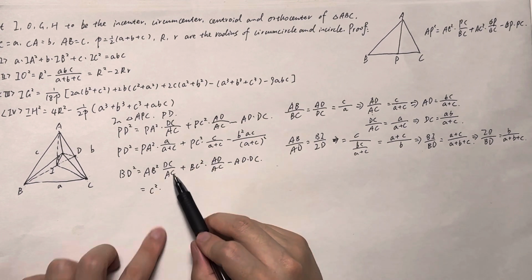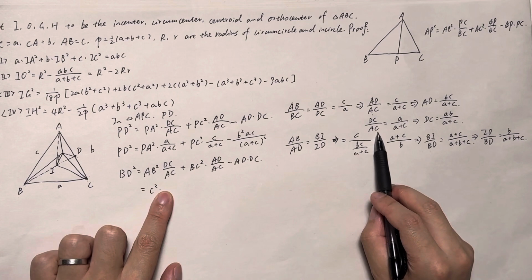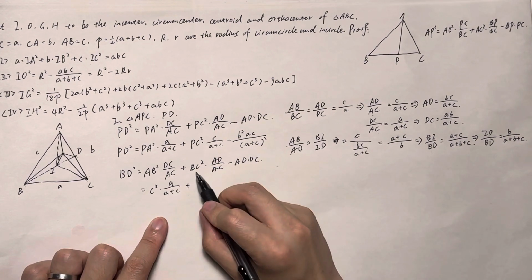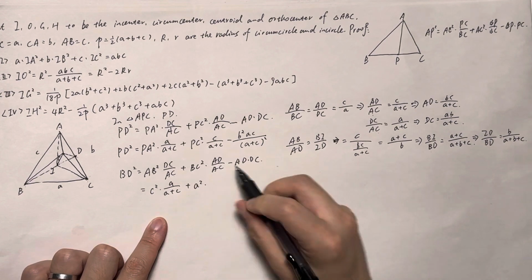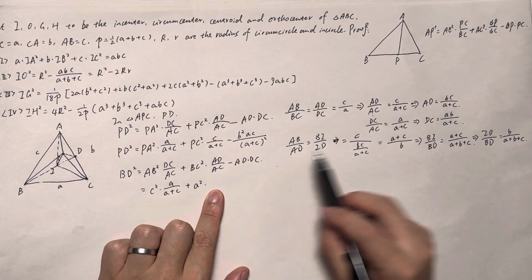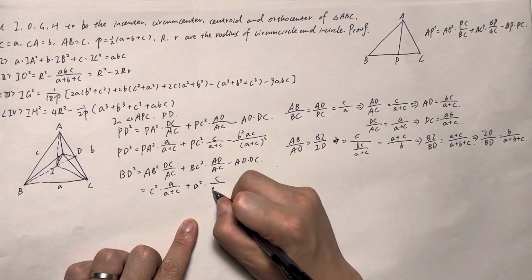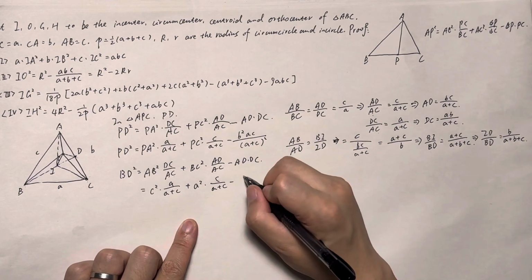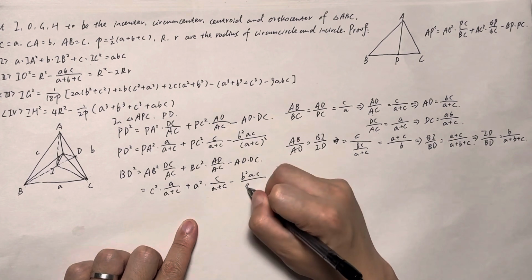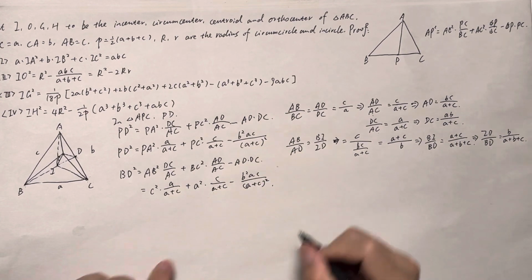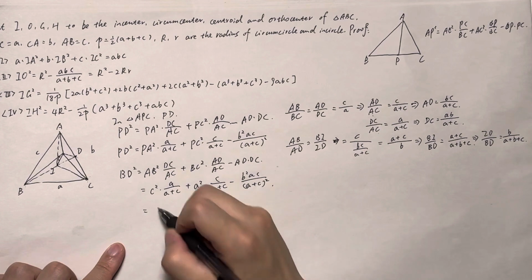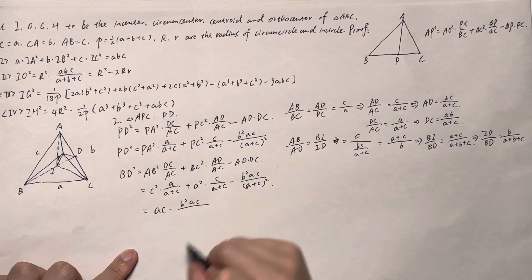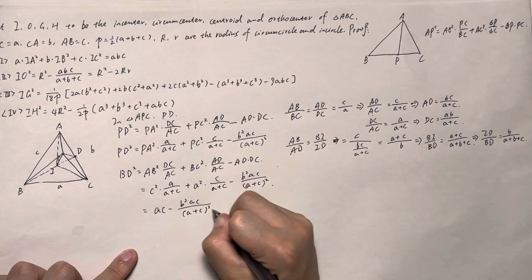C squared times DC to AC. DC to AC is this one. So A plus C plus BC squared, that's A squared times AD to AC, that's C to A plus C, minus ADDC. ADDC is B squared AC to A plus C squared. So this equals 2 AC minus B squared AC divided by A plus C squared.